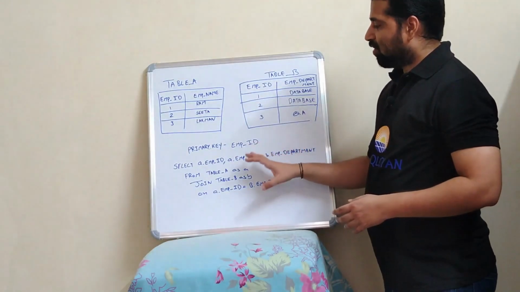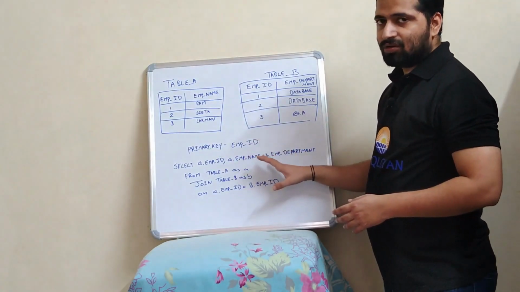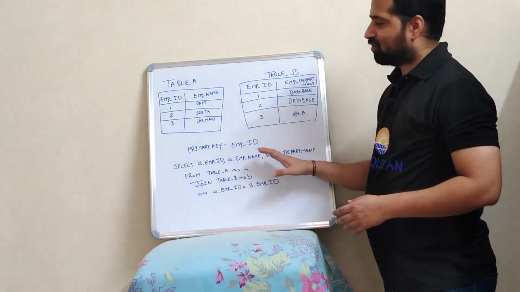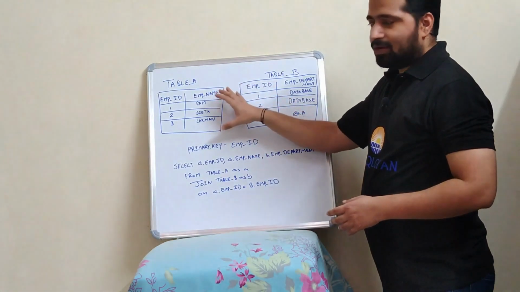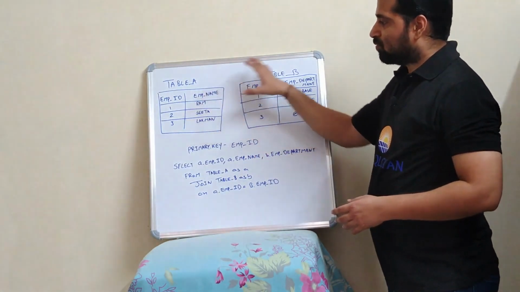So basically this is a join query. This is a simple join query, not left outer join, not right outer join. It just gives you the employees which are common and present in both of these tables.